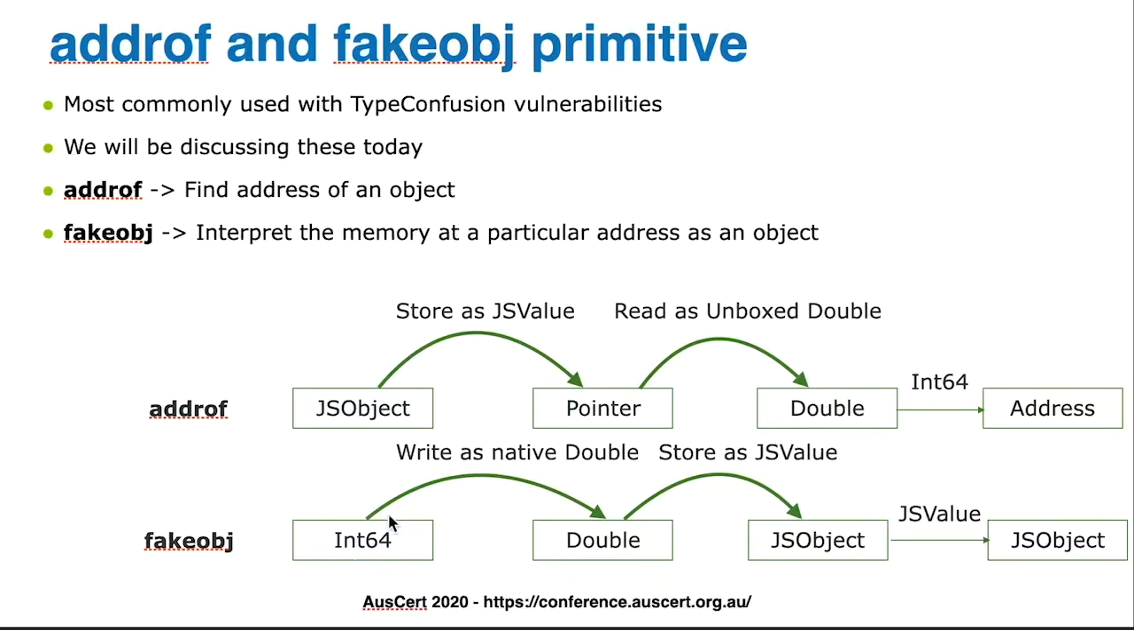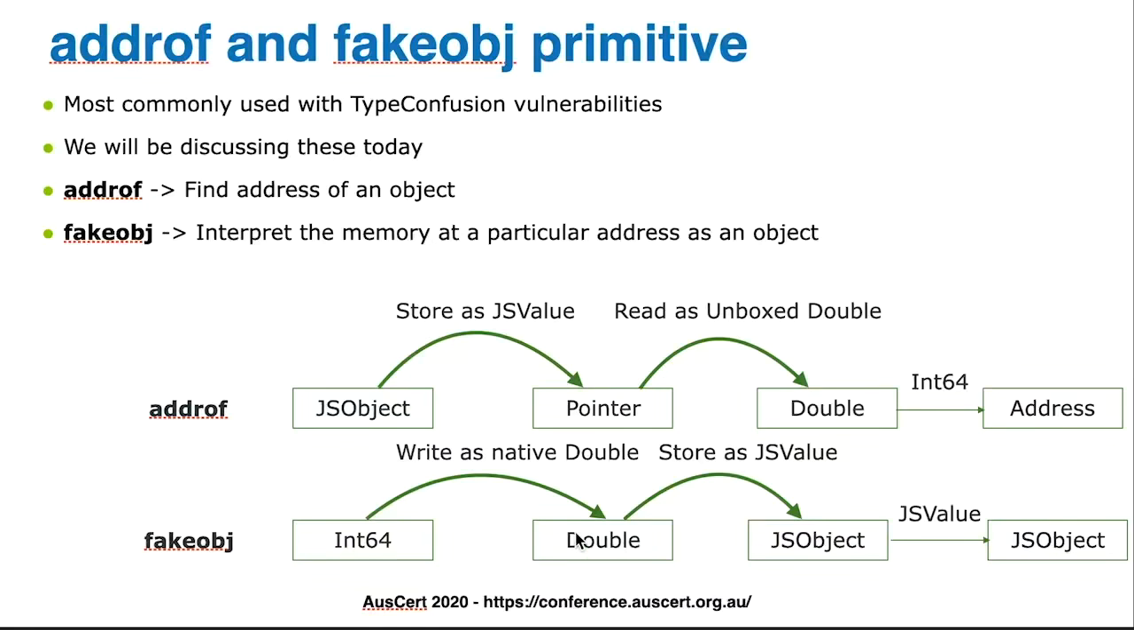Similarly, the opposite of this is the fake object. We are able to write a native double, which is then interpreted as an object pointer, using the same type confusion vulnerability. When you're writing a native double which is being interpreted as a JS value, you need to make sure that the double value is actually interpreted as a proper object.